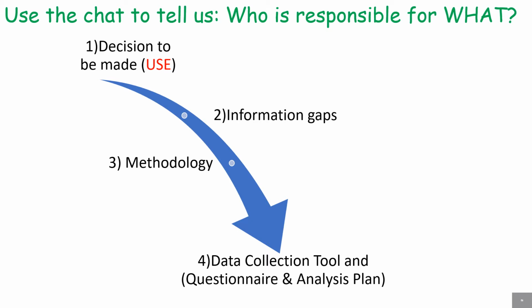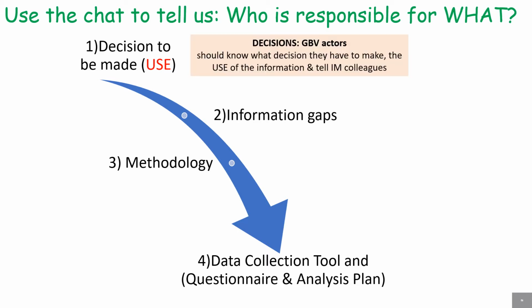Now let us look at who does what. Whose responsibility is it to identify the decisions made and why? Is it a GBV colleague or is it an IOM colleague? When it comes to decisions, the GBV actors should make the decision. They are the ones who will use this information, and they have to tell the IM colleagues the use of the information.